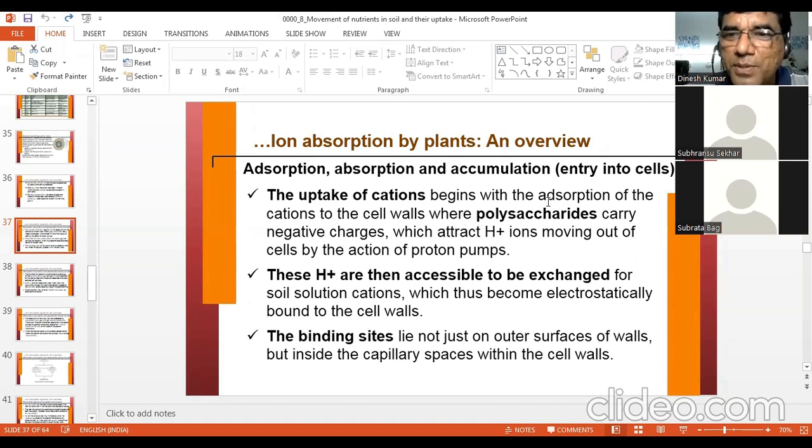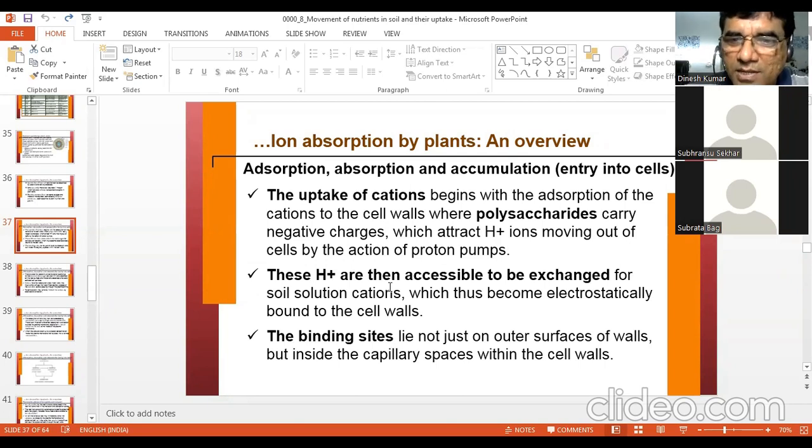The uptake of cations begins with the adsorption of the cations to the cell walls, where polysaccharides carry negative charges. So polysaccharides are there in the cell wall, negatively charged. The uptake of cations begins with the adsorption of the cations to the cell walls, where polysaccharides carry negative charge, which attract hydrogen ions moving out of cells by the action of proton pumps. So the hydrogen ions will be attached to the polysaccharides of the cell wall.